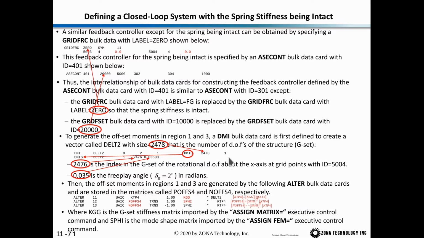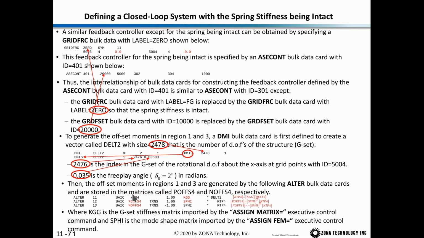Now to generate the offset moments for region 1 and 3, a DMI bulk data card is used to create a vector called delta 2. That is, the size 2478 is the number of degrees of freedom of the structure, and 2476 is the index in the G set of the rotational degree of freedom about the x-axis at grid point 5004. And the 0.035 is the Freeplay angle in radians.